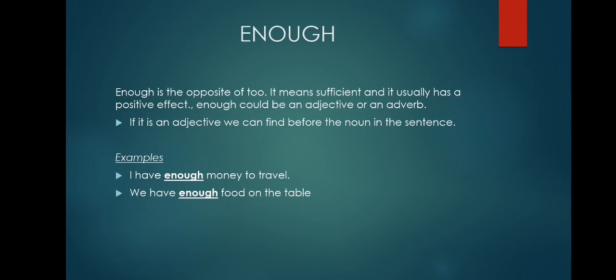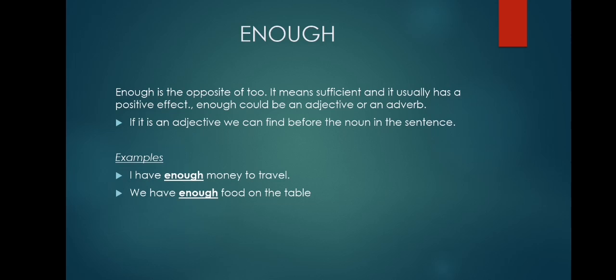Enough. Sometimes we saw this word, but we don't know how to use it correctly. Enough is the opposite of too. So it means sufficient and it usually has a positive effect. Enough could be an adjective or an adverb. Both, okay? Adjective or an adverb. If it is an adjective, we can find it before the noun in the sentence. Let's see these examples.